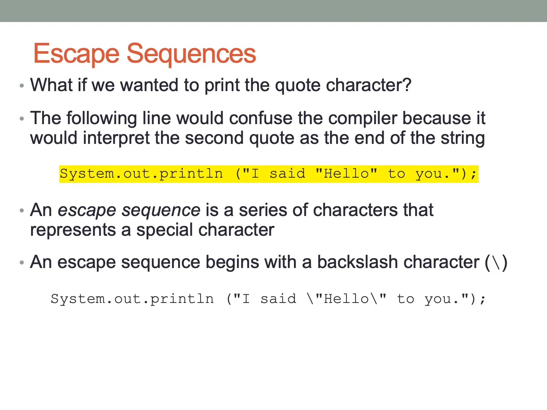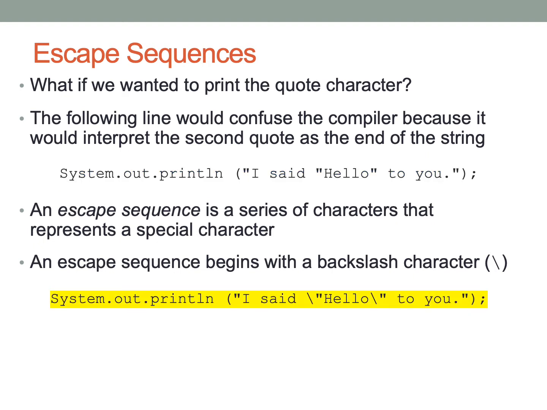Let's look at this example. We have System.out.println, I said, double quote, hello, double quote, to you. This line would confuse the compiler because it would interpret the second quote as the end of the string. So you won't be able to compile the program. An escape sequence begins with a backslash character.